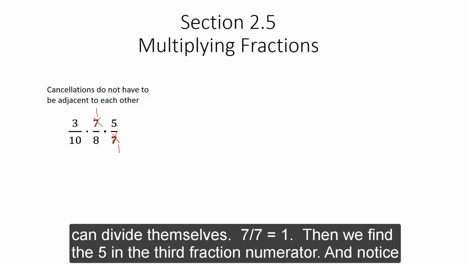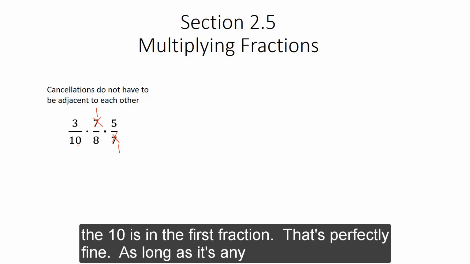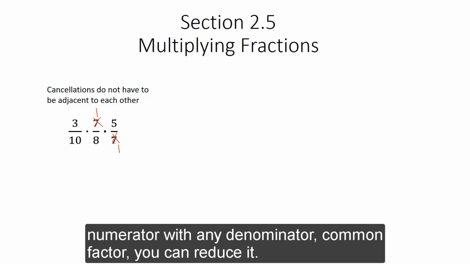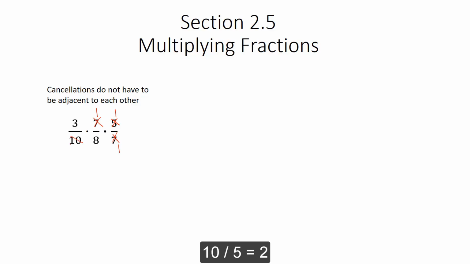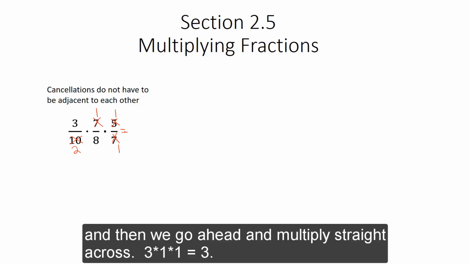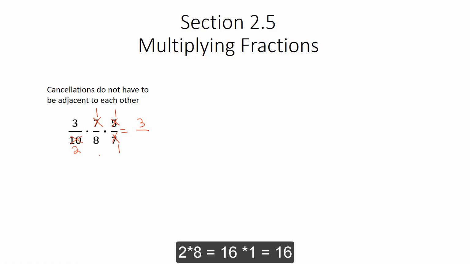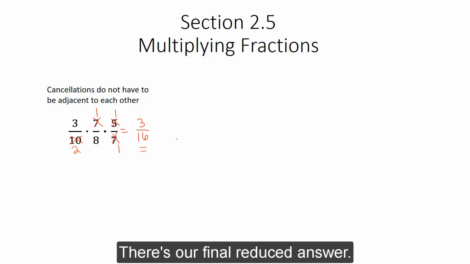And then we find the 5 in the third fraction numerator, and notice the 10 is in the first fraction. That's perfectly fine. As long as it's any numerator with any denominator common factor, you can reduce it. So in this case, 5 divides itself once. 10 divided by 5 is a 2, and then we go ahead and multiply straight across. 3 times 1 times 1 is 3. 2 times 8 is 16 times 1 is 16, and there's our final reduced answer.